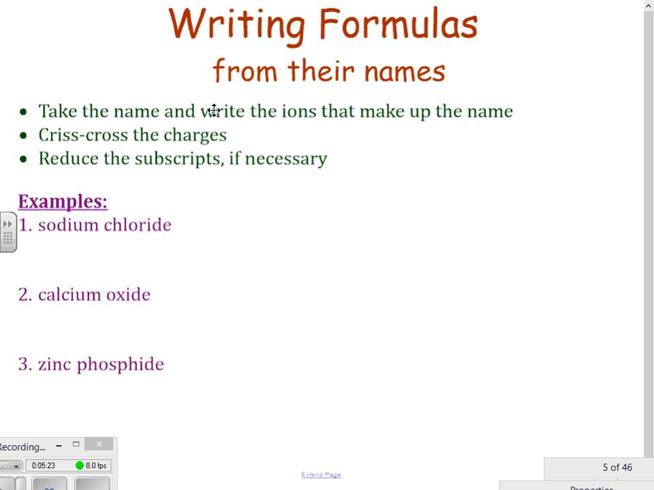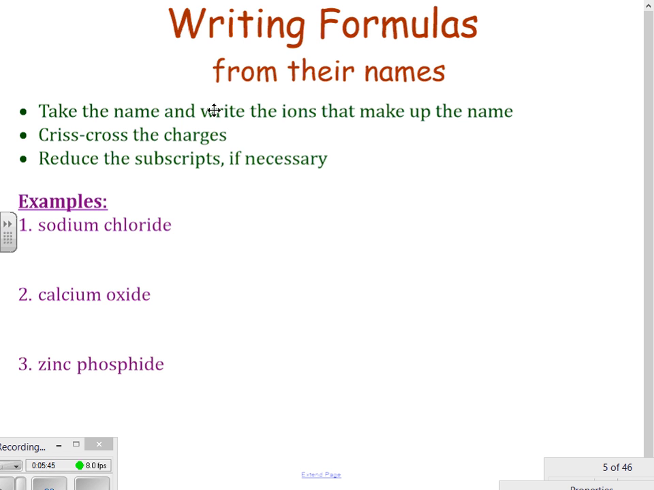All right, so let's write their formulas now. So this is going backwards. The formula always contains a symbol and possibly some numbers. You want to look up their charges, and then you want to crisscross the charges. And if any of the subscripts are multiples of each other, like they're both a 2, you reduce the subscripts.